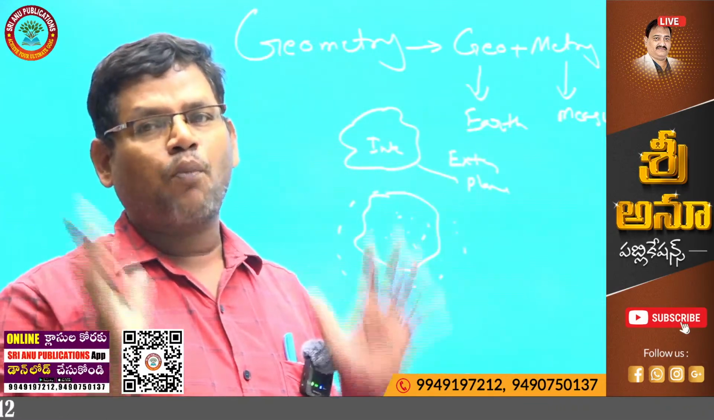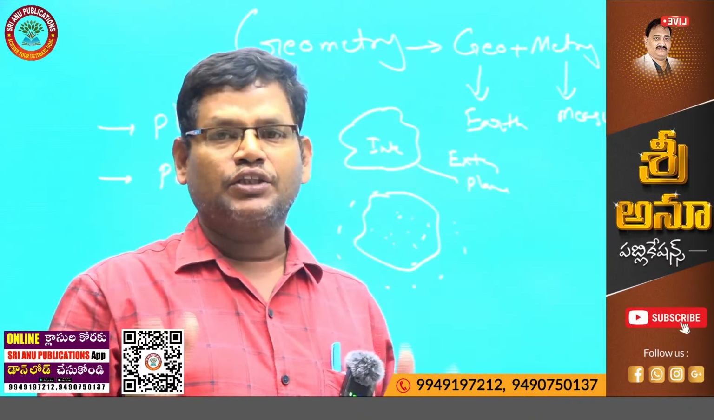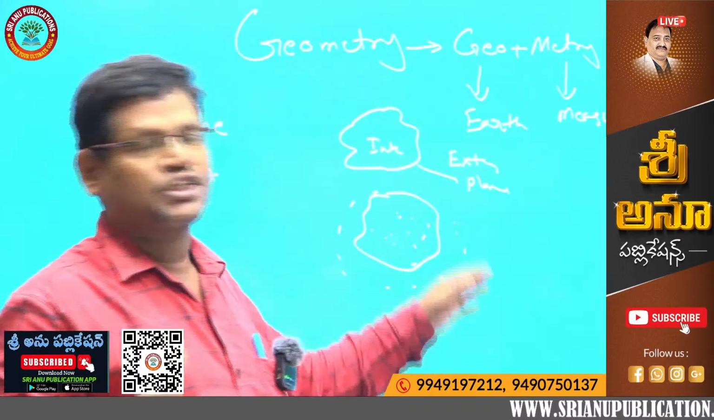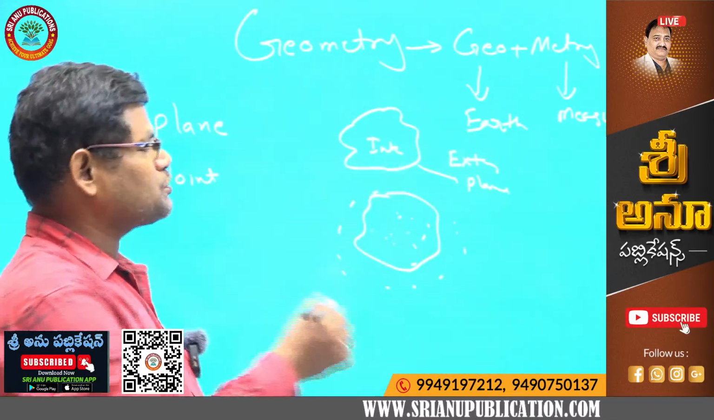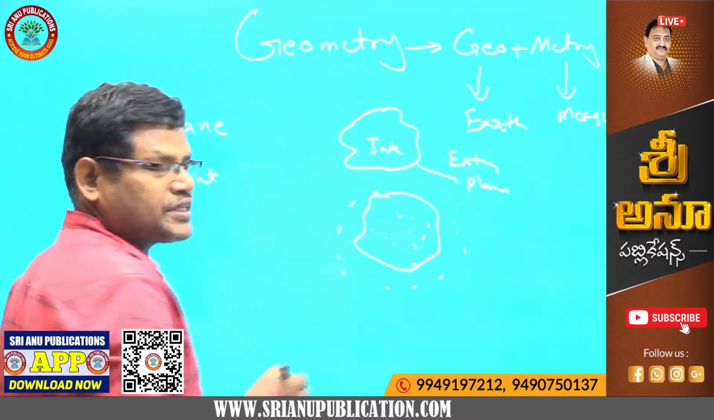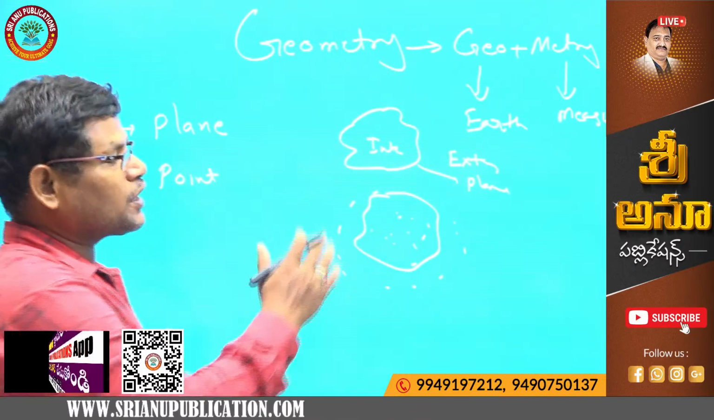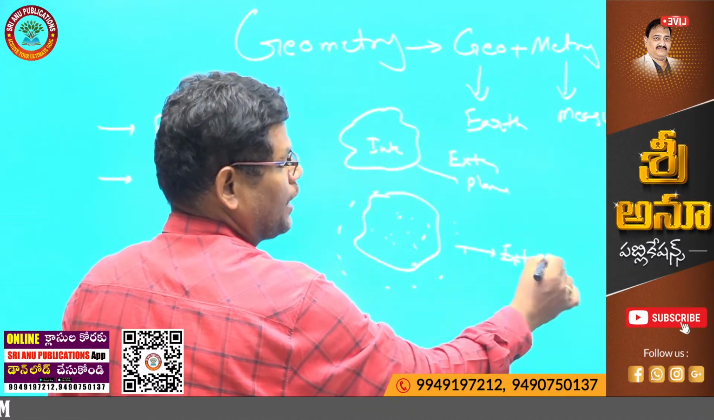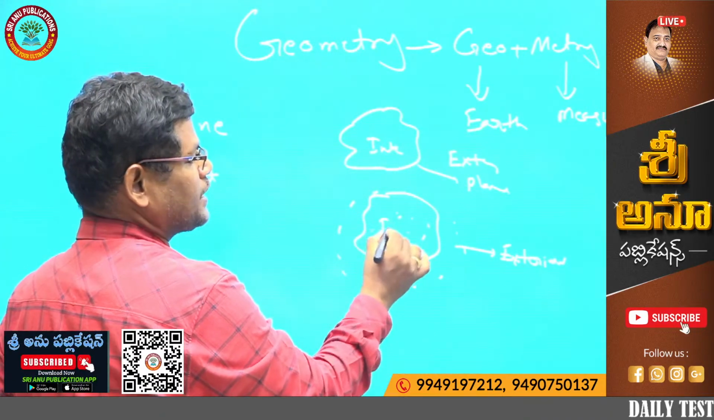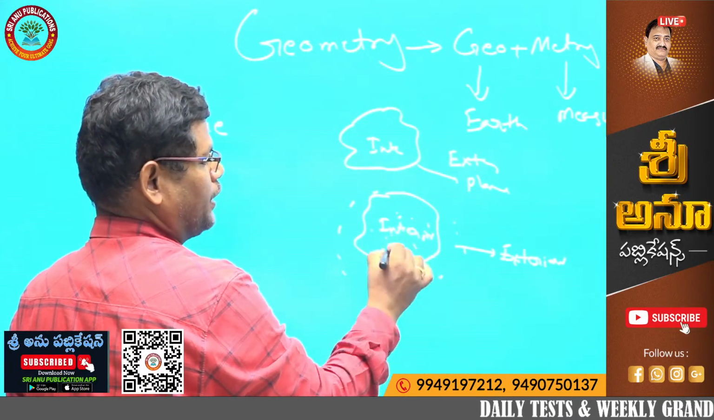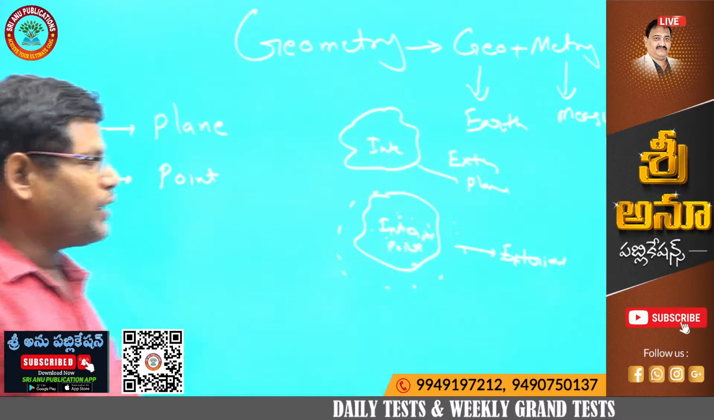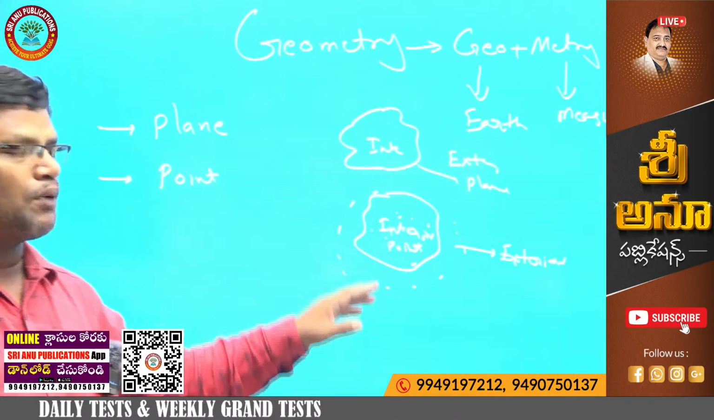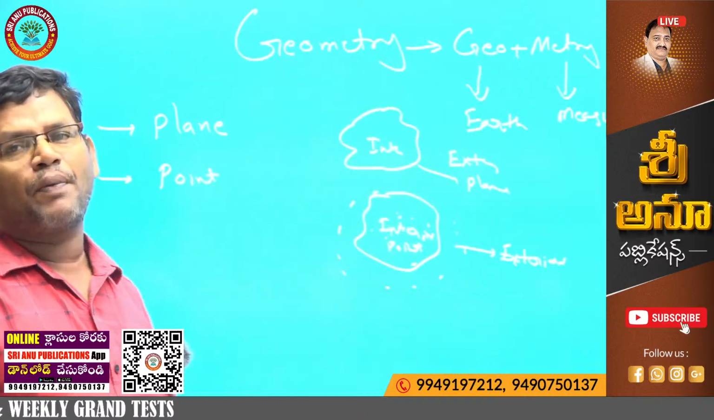So the points are divided into three: the interior points, the exterior points, and the boundary points. The points lying on the line are called boundary points. The points outside are called exterior points. The points inside are interior points. So in the plane, the points are divided into three parts: the interior part, the exterior part, and the boundary part.